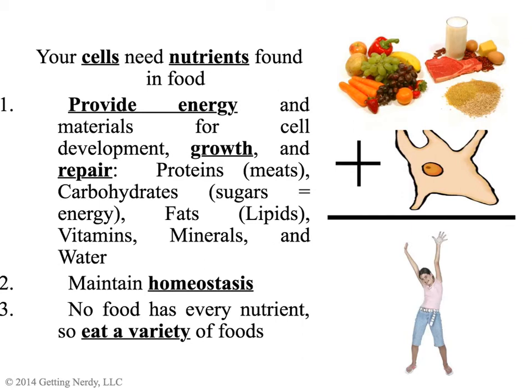Okay, in the digestive system, your cells need nutrients found in food, and the food provides energy and materials for cell development, for growth, and repair. Proteins like meats, carbohydrates like sugars and energy, fats from lipids, vitamins, minerals, and water. Also, the digestive system helps you maintain your homeostasis, which means balance. And no food has every nutrient, so you have to eat a variety of foods.